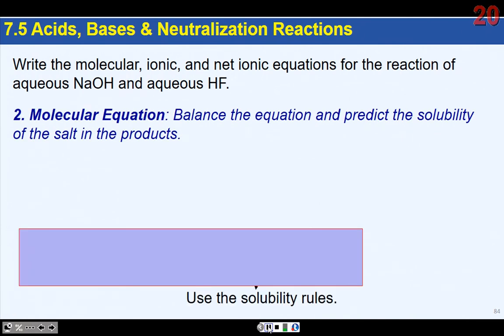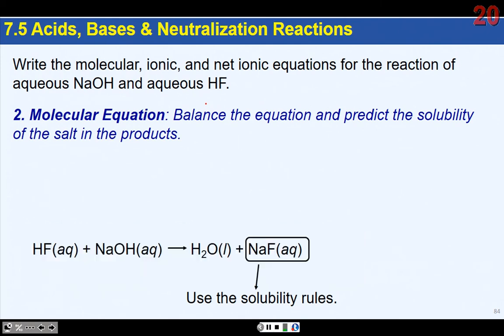So now we have to balance the equation and predict the solubility of the salt in the products. Using our solubility rules, we'll have to decide what to do with the sodium fluoride. Well, sodium is always going to be soluble, so you don't have to worry about that. Sodium is always going to be aqueous, and water is still a liquid. So the equation needs to be balanced, but this was a +1, -1, +1, -1 cation, anion set, so we don't have any other coefficients to add in this case, so we got the molecular equation.